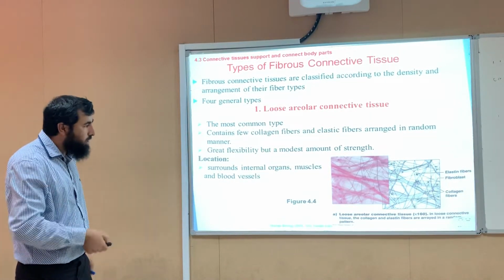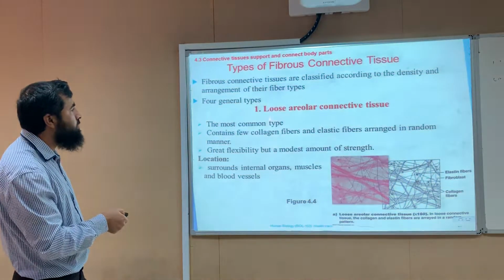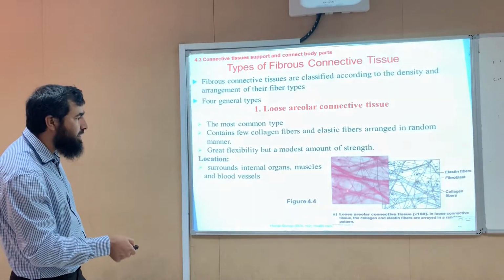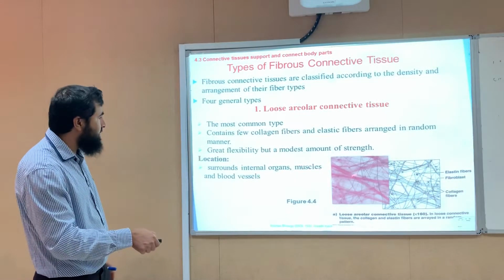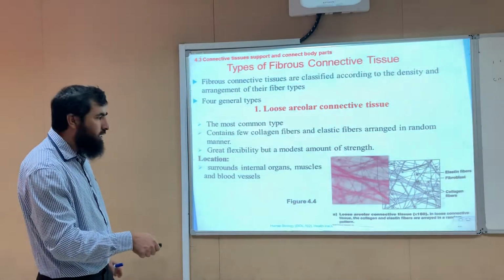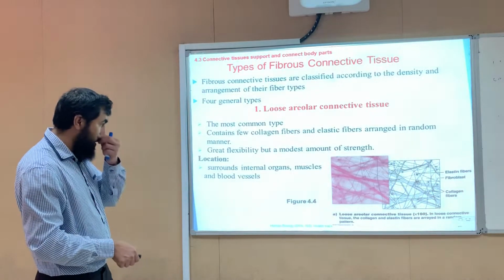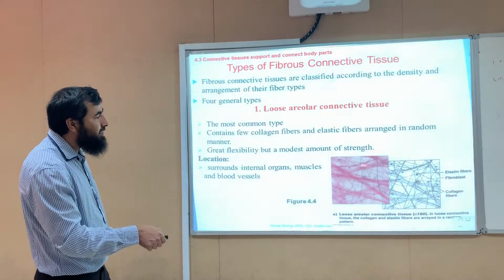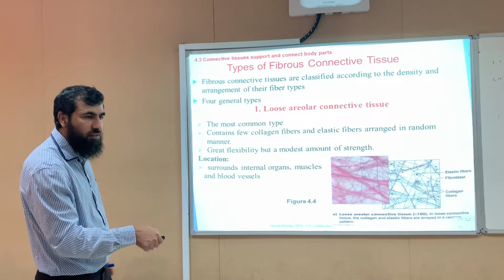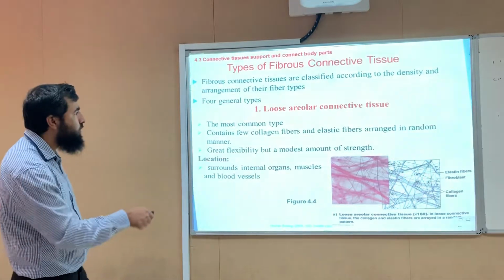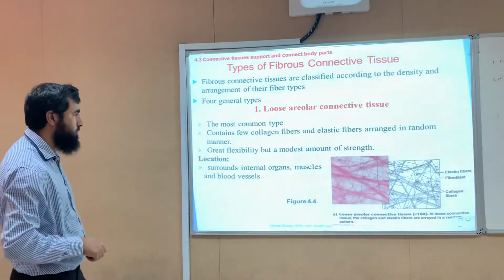So when you look under the microscope, if you get the loose areolar connective tissue, you will see that it has these fibers not well organized. They're in random order, and they're not as dense. You see lots of spaces between the fibers. So that's why it's called loose areolar connective tissue.